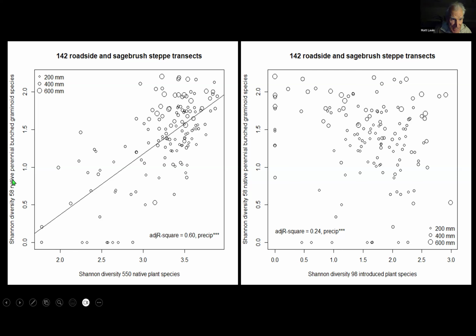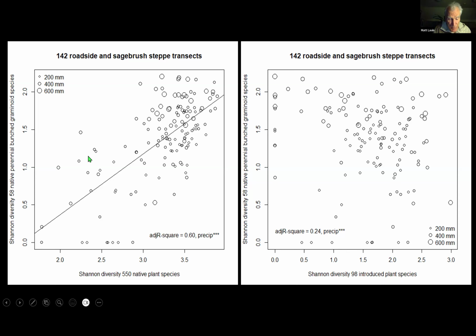Okay, these two scatter plots both have the same y-axis. That y-axis is the Shannon diversity of 58 native perennial bunched graminoids. So I'm taking all graminoids, bunched grasses and bunched sedges and whatever, all the graminoids. There's 58 of them. The x-axis on the scatter plot to the left represents the diversity of all 550 native plants that were sampled in these data I'm presenting to you. The x-axis in the right scatter plot represents the diversity of all 98 introduced plant species in the 142 transects.